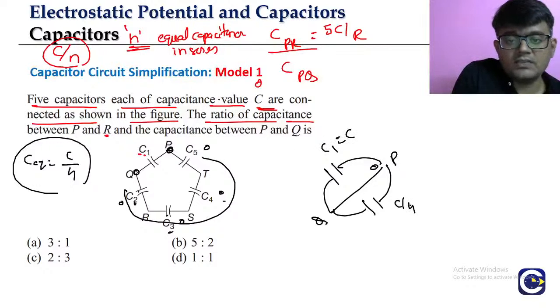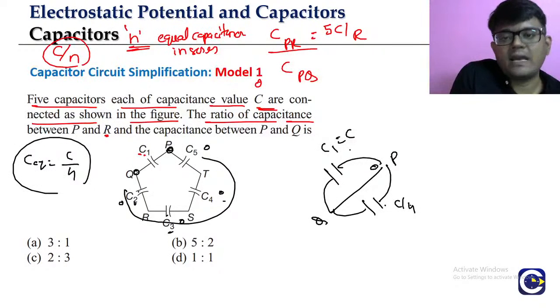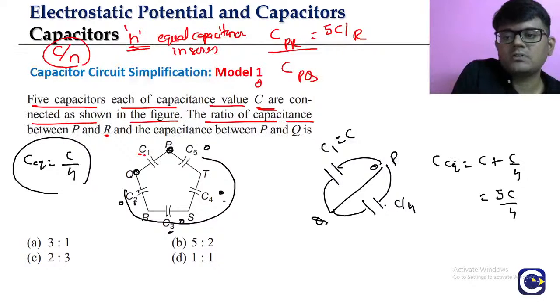Now the value of C1 is C, each of the capacitances is C only. C by 4 and C are in parallel. So the final equivalent capacitance is, parallel means addition, 5C by 4. So the capacitance across P and Q is 5C by 4.